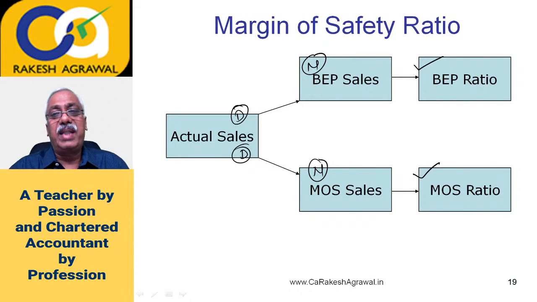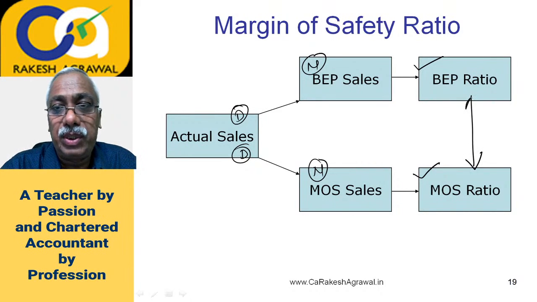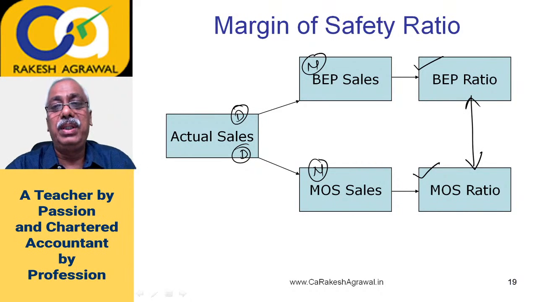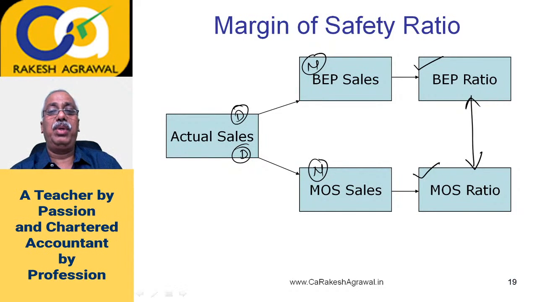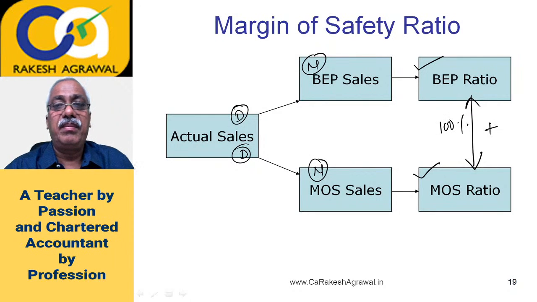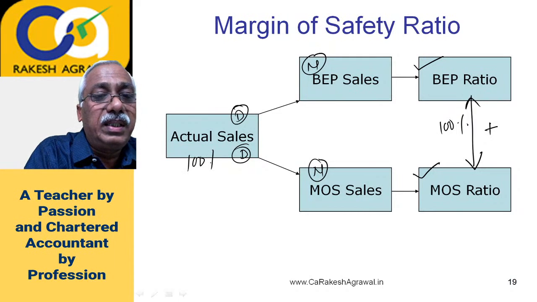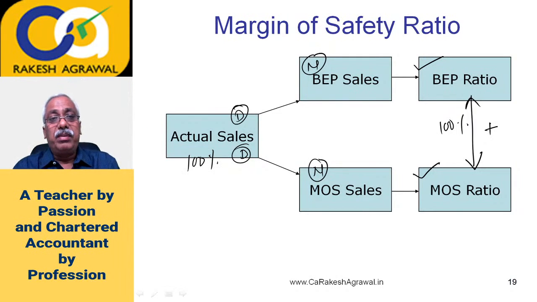From this you will understand one more thing, that the BEP ratio and margin of safety ratio are complementary to each other, and the total of these two ratios will always be 100%. Why 100%? Because the denominator is always 100%. Your actual sales is the base 100. This sales is divided in two parts. So the total of two parts has to be 100%.